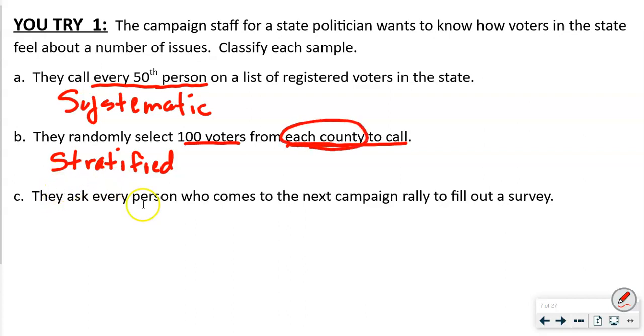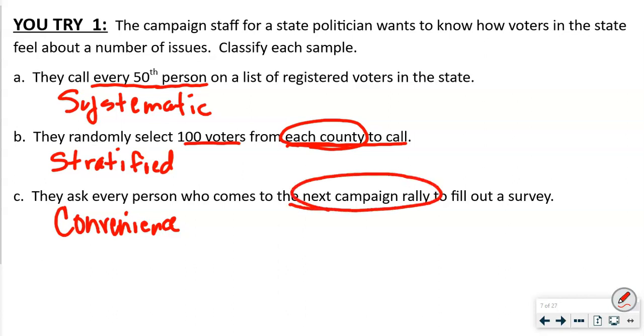The last one, they ask every person who comes to the next campaign rally to fill out a survey. Again, you can pause the video here, let people answer, and then come back when everybody has. All right, on this one, this is going to be a convenience sample, right? Why? Because they're only surveying the people that came to the next campaign rally to fill out the survey, okay?